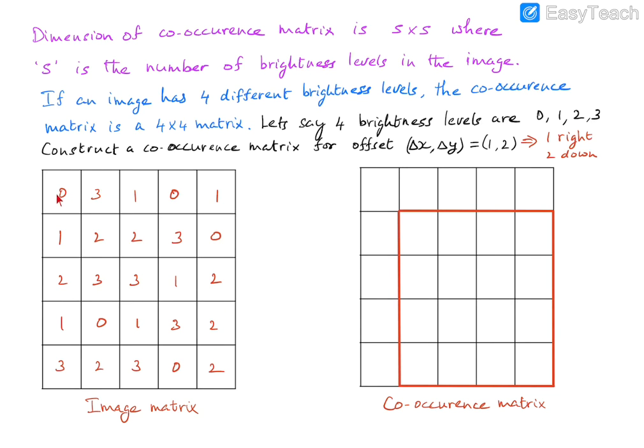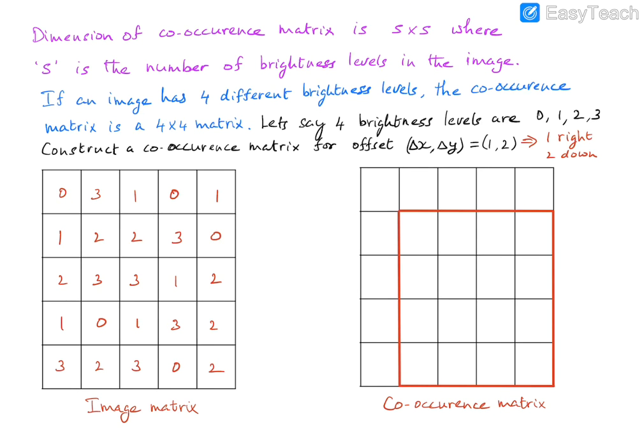and the image matrix contains these numbers which represent the brightness levels in the image. Now I've used something very simple here, where we have only 4 different brightness levels. The 4 levels are 0, 1, 2 and 3. That means each pixel has one of the 4 brightness levels: either 0, 1, 2 or 3.